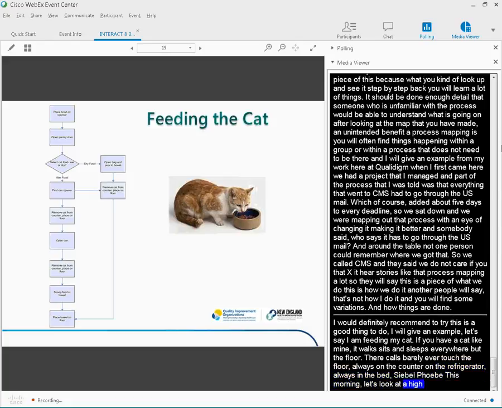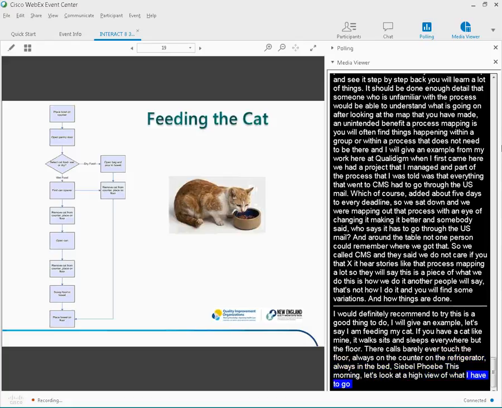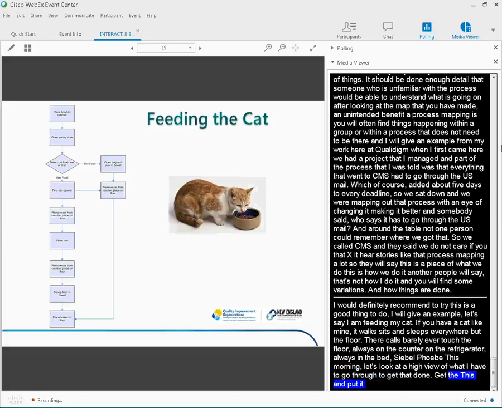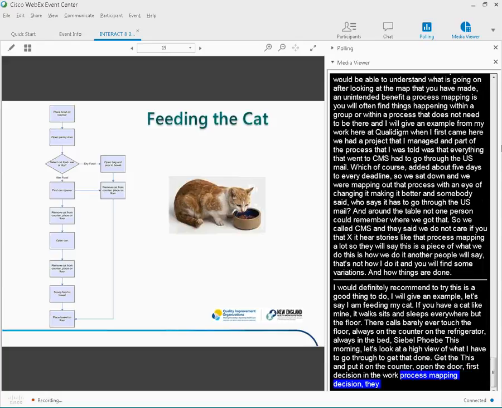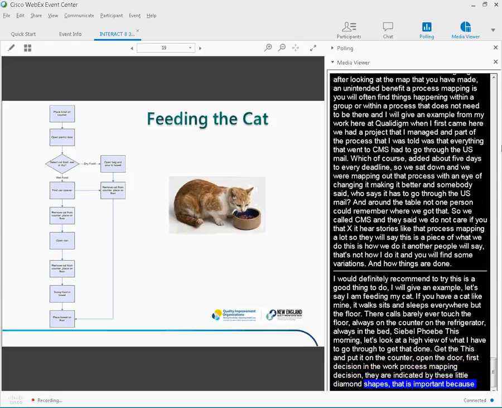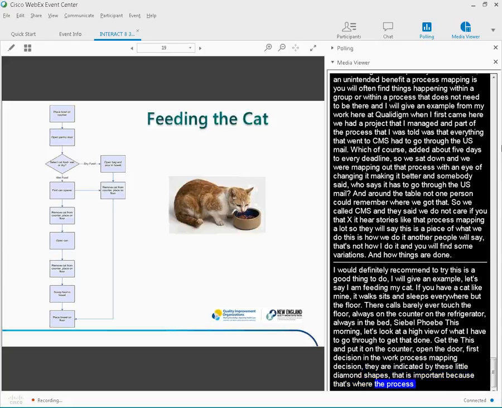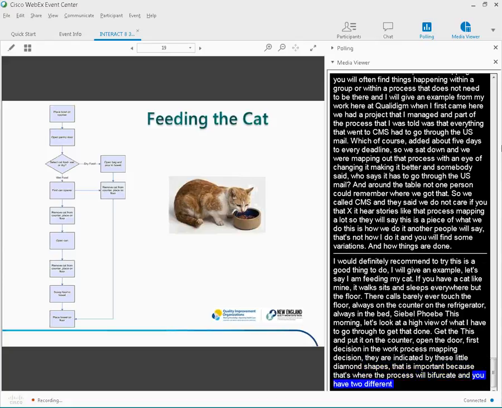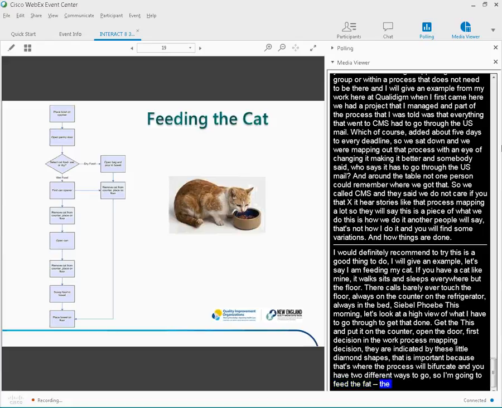Get the cat dish, put it on the counter, open the door. First decision, and in process mapping, decisions are indicated by these little diamond shapes. That's important because that's where a process is going to bifurcate and you have two different ways to go. So I'm going to feed the cat, wet food or dry. If it's dry food, open the bag, pour it in the bowl, cat jumps on the counter, take the cat off the counter, put the bowl on the floor.